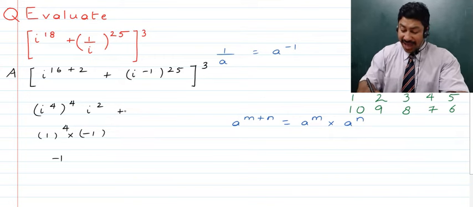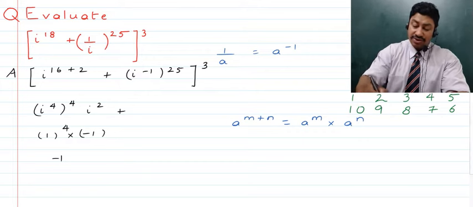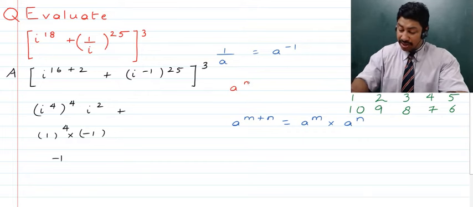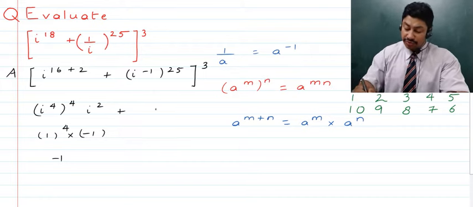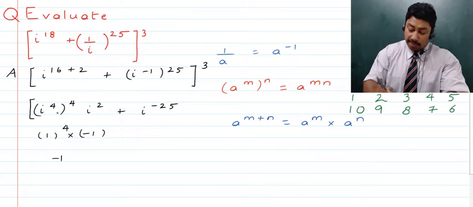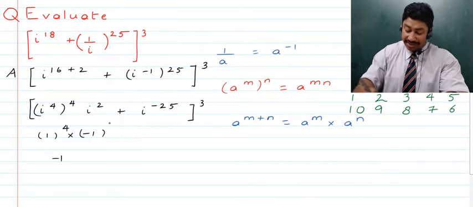Now to this is added i raised to the power minus 1 raised to the power 25, and here children, we know this, that if we talk about a raised to the power m, which is whole raised to the power n, then that becomes equal to a raised to the power m into n. So here too, both of these powers are going to get multiplied, so this will become i raised to the power minus 25, right? And the whole power of this is 3, so as such, we'll write the whole power to be 3 here.